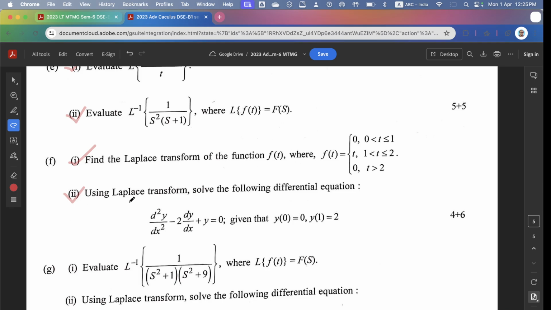Question 3f2. Using Laplace transform, solve the differential equation d2y/dx square minus 2 dy/dx plus y equal to 0, given the boundary conditions y(0) equal to 0 and y(1) equal to 2.